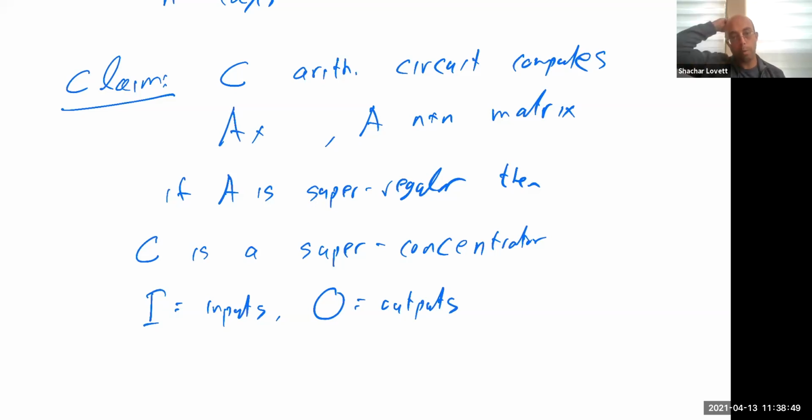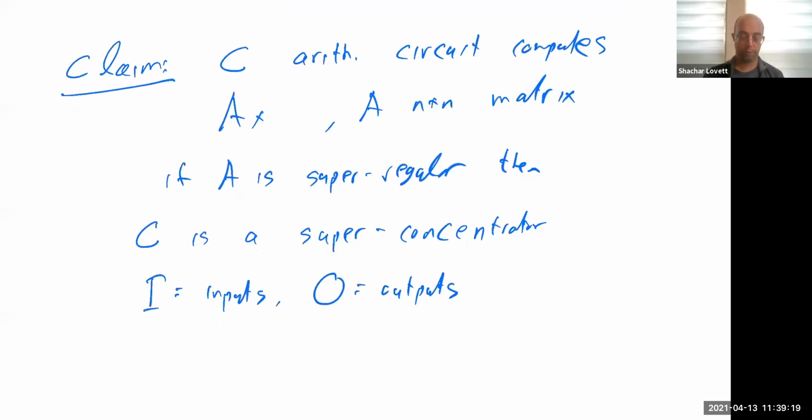The hope was that this would allow us to prove that if there are no super-concentrators with a linear number of edges, then for super-regular matrices there are no arithmetic circuits with just a linear number of edges, and also a linear number of nodes, because they're the same up to a factor of 2. So this claim connects this linear algebraic statement to this graph theoretic statement. Okay, so let's see the proof.